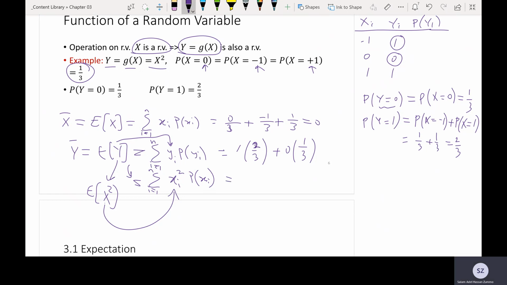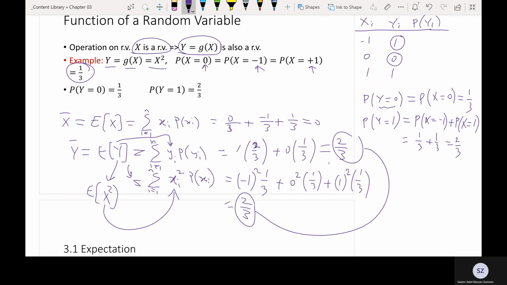Now let's find out, does this work or not? What are the values of xi squared? It's (-1) squared multiplied by 1 over 3, plus 0 squared multiplied by 1 over 3, plus 1 squared multiplied by 1 over 3. Is this the same result or not? How much was this? It was 2 over 3, and this is 2 over 3. This equals this. Two different approaches. The second is easier.